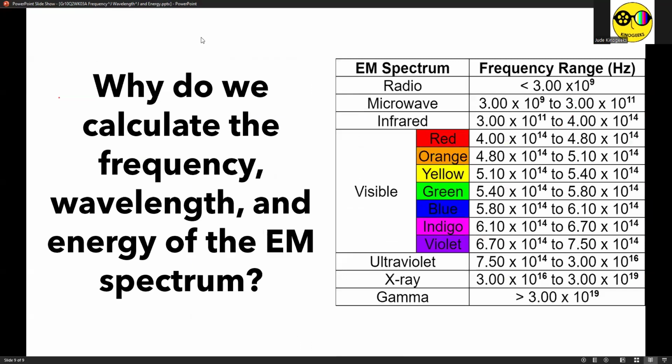So why is it that we calculate the frequency, wavelength, and energy of the electromagnetic spectrum? Honestly, as a science teacher, I really have no idea, aside from the fact that it's required that you solve this, because it's not as if we wake up in the morning and solve for this. However, the reason why we do is because each component of the electromagnetic spectrum has a different level of safety. Some of them are non-ionizing, some of them are ionizing.